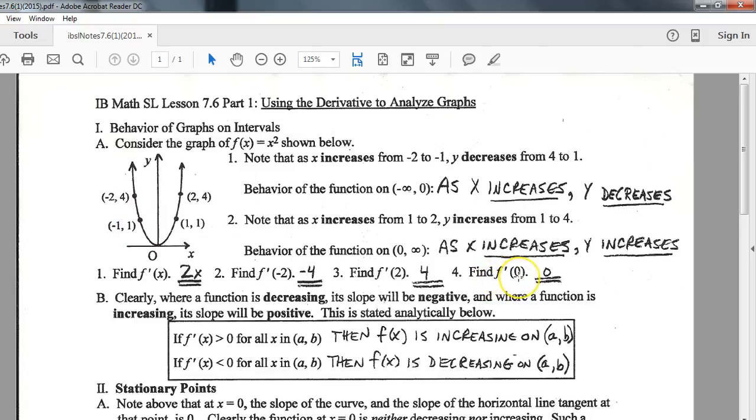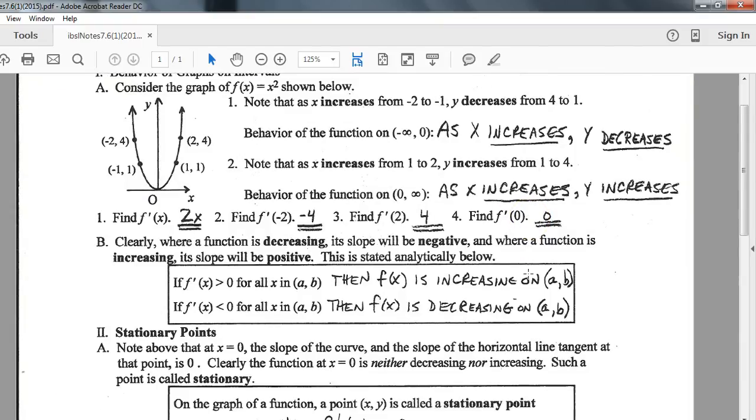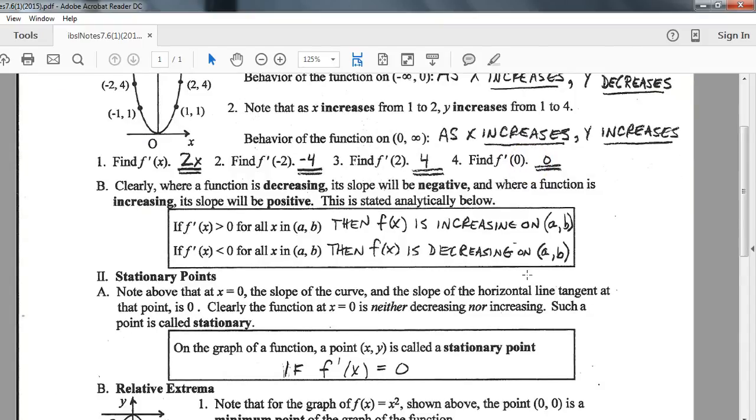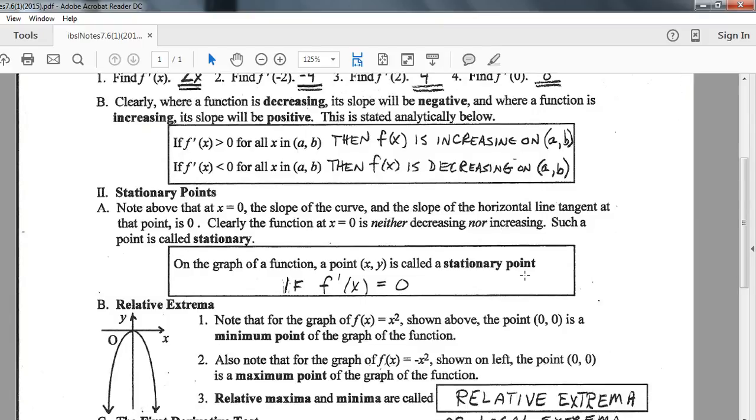What's happening at 0? At the point of 0, you can see our slope is 0. If I were to draw a tangent line right here, that would be a horizontal line, and horizontal lines have a slope of 0. And so at this point right here where you'd have a horizontal tangent line, you get a 0 slope. That's what we're seeing with this example right here. So moving on, keep those ideas in mind. We're going to keep talking about those as we move forward.